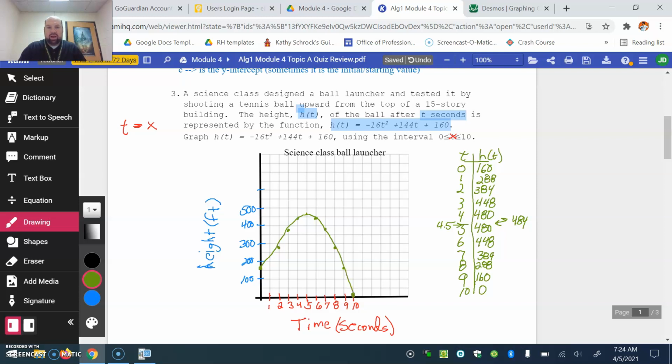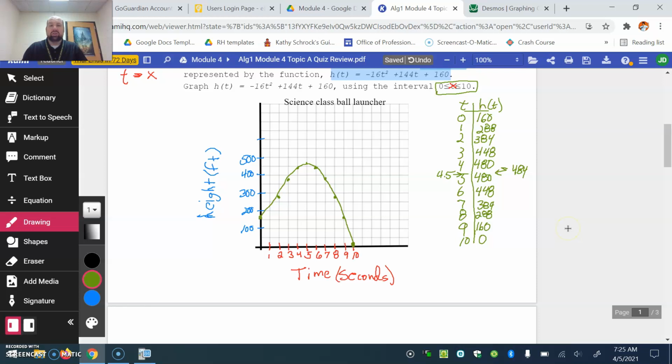Notice I do not have arrows on either end. That's because of this right here. This tells me I start at 0 for my t value and I end at 10. I don't go on to infinity. So this is what your graph should look like. This is how you show work. This is everything that you need, and you are in good shape.